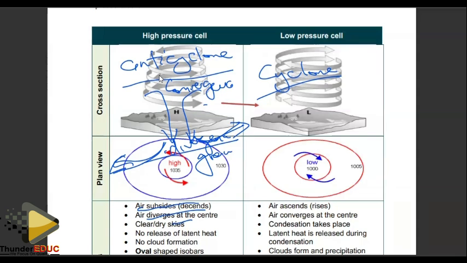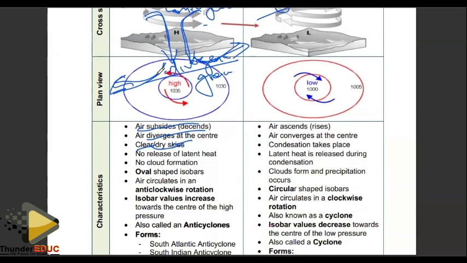Why do we have dry skies? It's because the air is sinking. For us to have unstable conditions, we need air which is uplifting. But in this instance, the air is going the opposite direction. The air is sinking, which will result in dry skies or clear skies, or what we call stable conditions. Right. And there's also no release of latent heat and no cloud formation. Yes, we cannot have clouds forming. Clouds need to form when we have upliftment of warm and moist air.